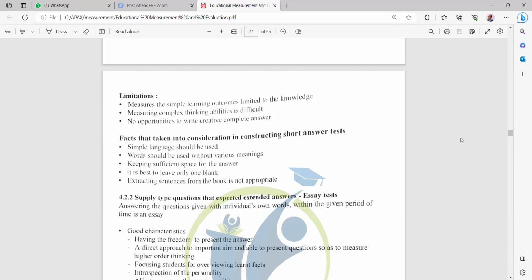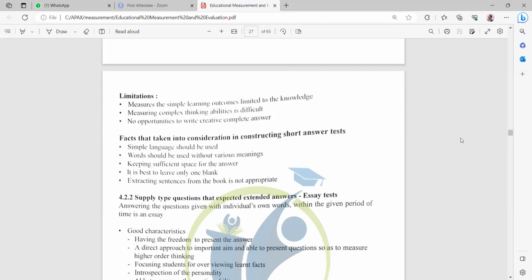Keeping sufficient space for the answer. That's another thing we have to consider. If you're asking them to write a sentence, in the question paper itself there should be enough space for a 15-word sentence. If you ask a question like, write an essay of 200 to 250 words, there should be enough paper for that. Enough paper that can cover about 2,500 words.